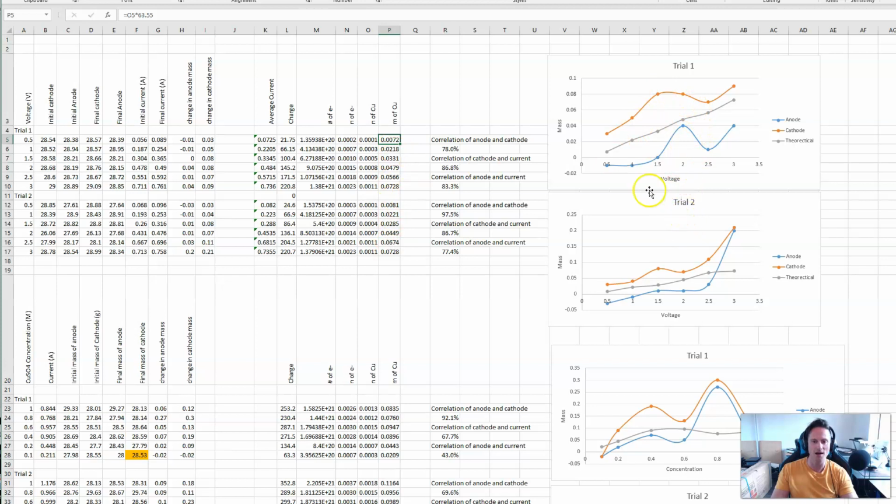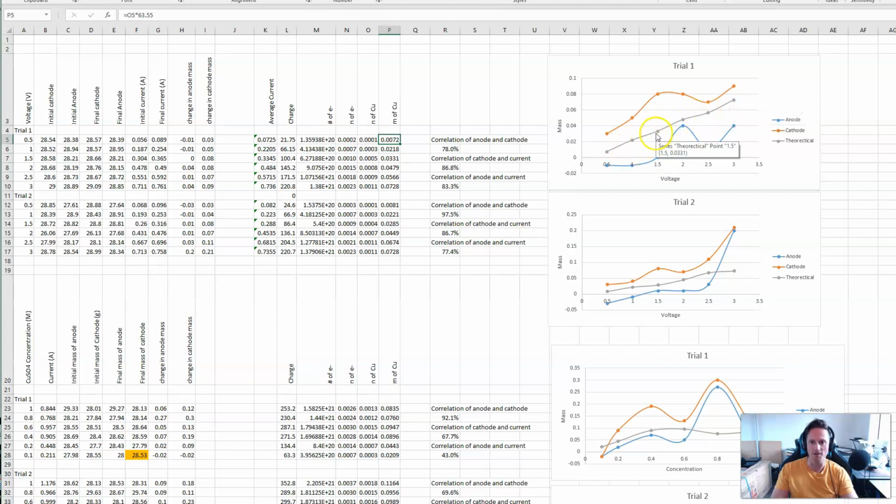And on these graphs, we see the blue line being the anode change in mass. We see the grey line being the theoretical mass of copper that should be electroplated. And then up the top, we see the cathode, which was the actual mass of copper electroplated onto that cathode. What we're expecting is all of those lines to be the same. So you can see that theoretical for this trial 1 here, it's quite linear.